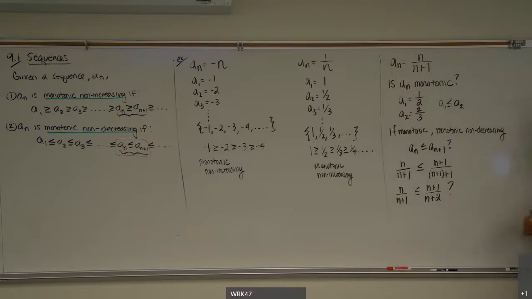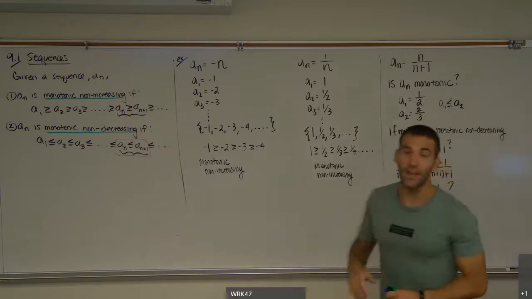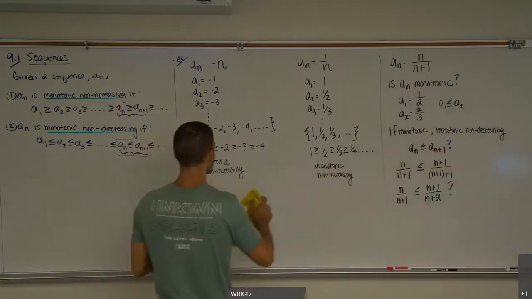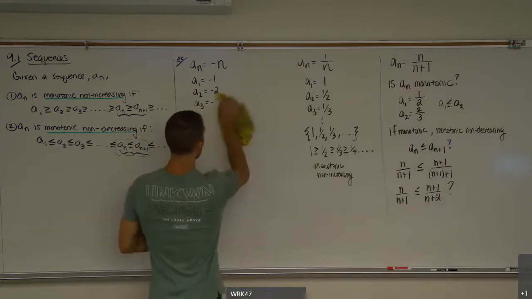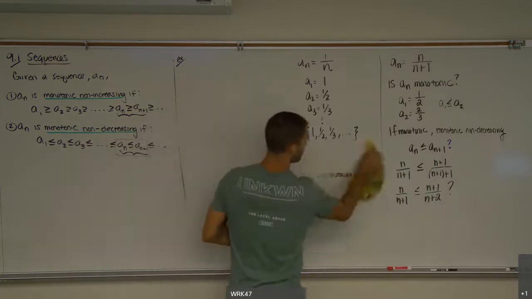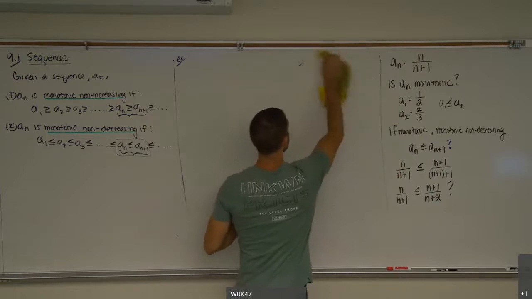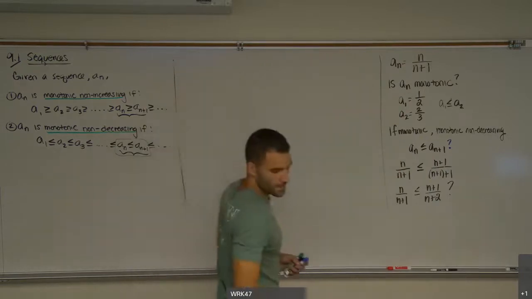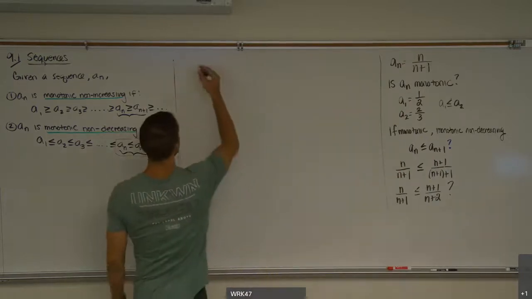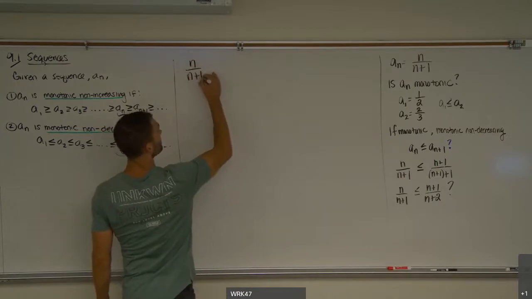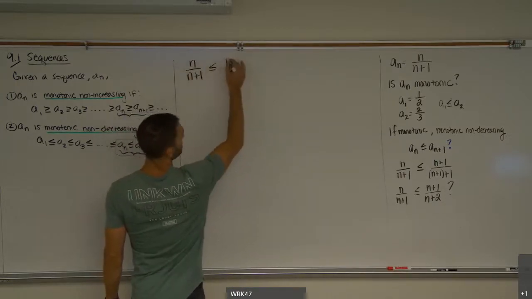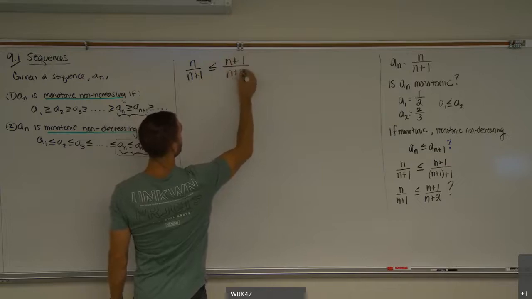If this is true in general for all n, then yes, we will be monotonic and non-decreasing, but I don't know this. And so now we're going to play a game with inequalities and see if we can justify why this inequality is true, if it is. If we run into an issue, maybe it's not always true. We don't know yet. Let's see. n over n plus 1 less than or equal to n plus 1 over n plus 2. Is this true in general?